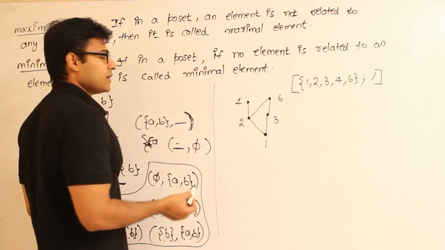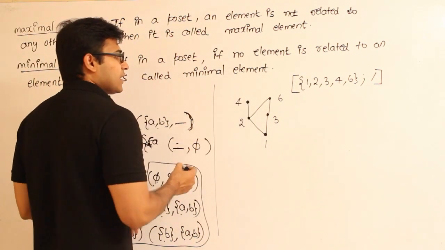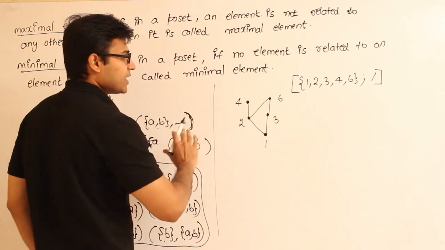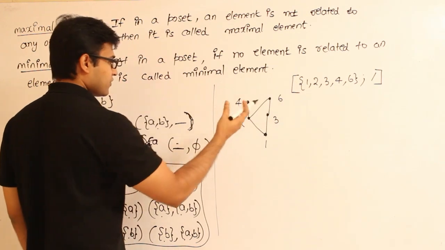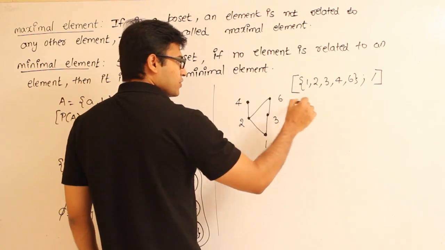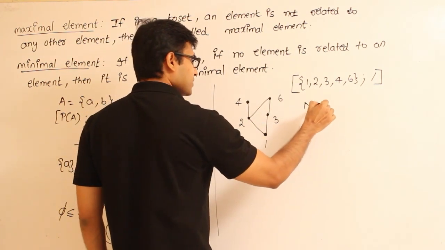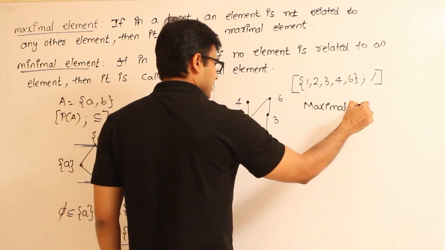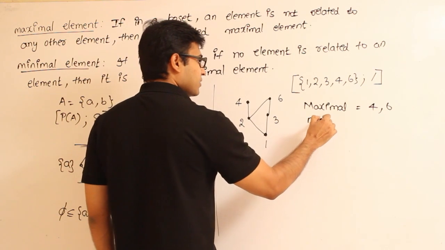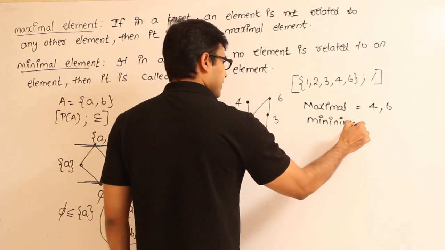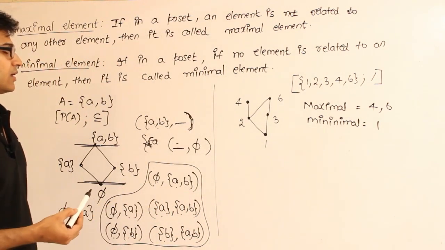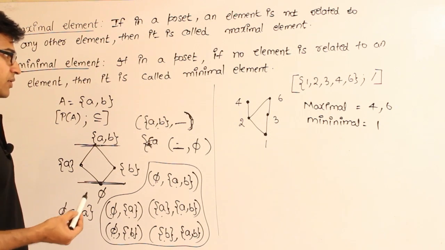And what is the maximal element definition? If an element is not related to any other element. So in this particular poset, 4 does not divide any other element, and similarly 6 does not divide any other element. Therefore if you observe this, in this particular poset, the maximal elements are 4 and 6. There are 2 elements, right? And minimal element is going to be only 1. Understood this?